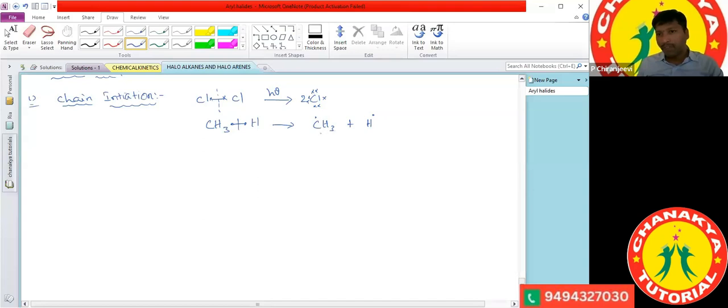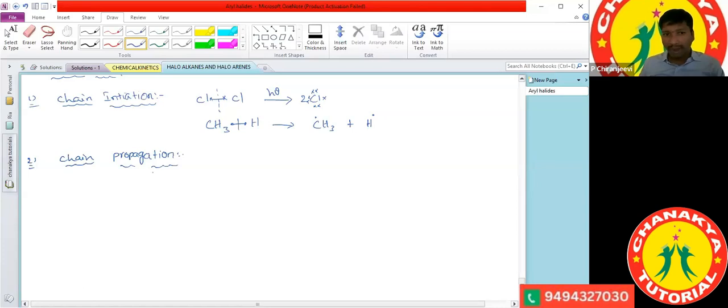Yes. So these two we can also call free radicals. Free radicals are obtained by homolytic cleavage. After the formation of the free radical, what is the second step? Chain propagation.